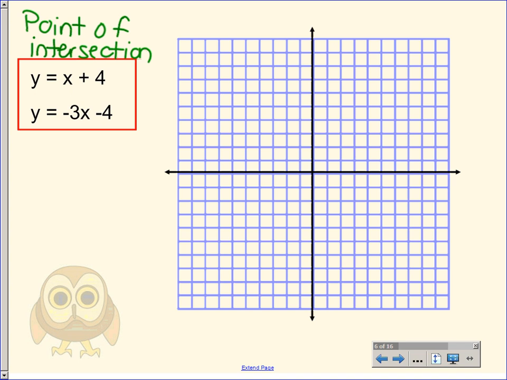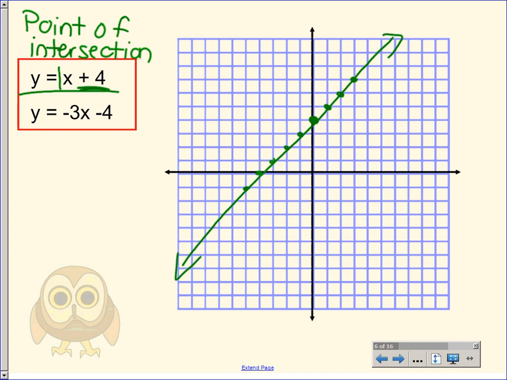So I'm going to start by graphing this first equation, y equals x plus 4. So remember, this is my y-intercept of 4, so I'm going to go up to 4 on my y-axis. 1, 2, 3, 4. So there's that first point. And my slope is a positive 1. So I'm just going to go up 1 over 1, up 1 over 1, up 1 over 1. I want to find as many points on my line as possible, so that when I find my point of intersection, it is very exact. I know exactly where that point is. I don't have to guess.